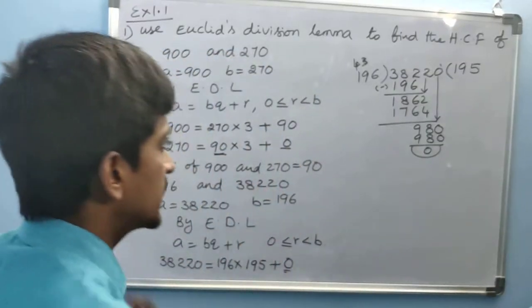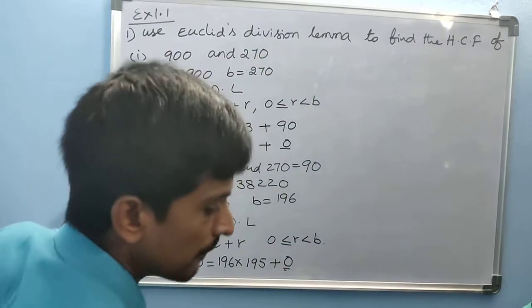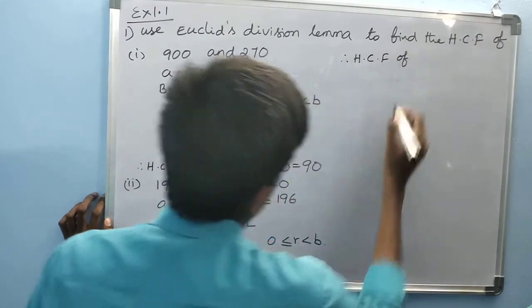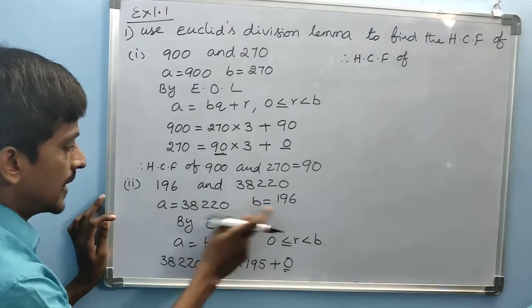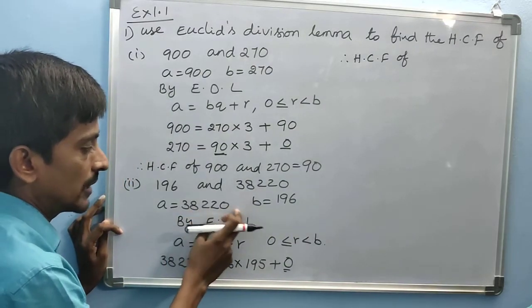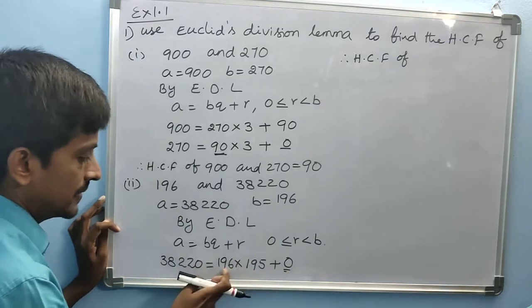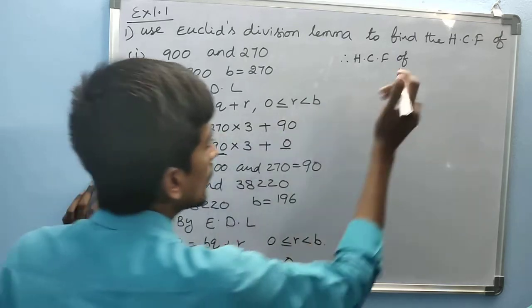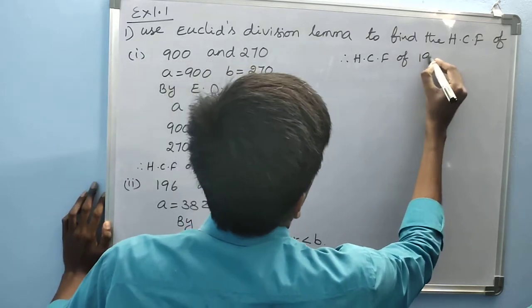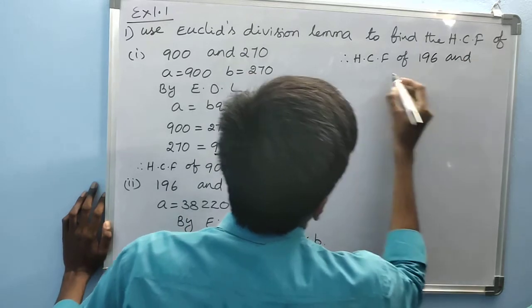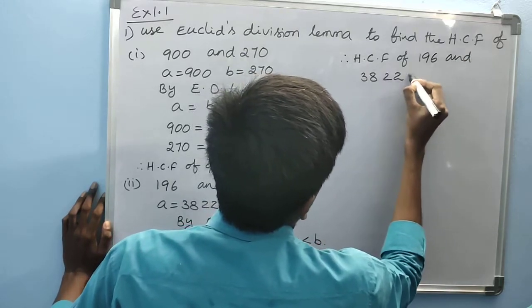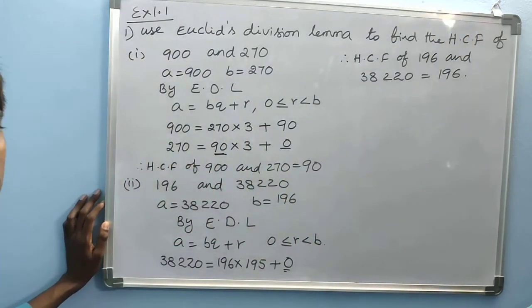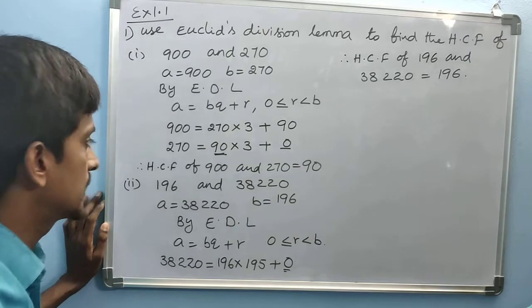So what is the HCF of the given two numbers? Therefore HCF of 196 and 38,220, with remainder 0, means 196. HCF of 196 and 38,220 equals 196. That is the HCF of the given two numbers.